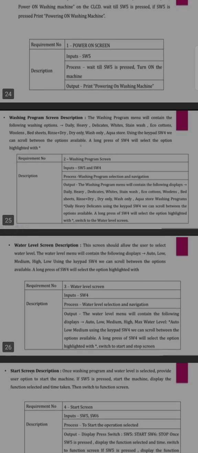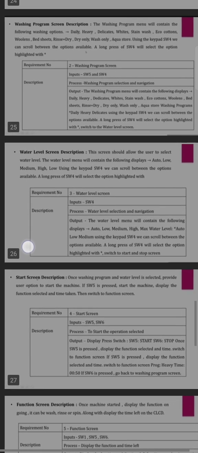Washing program screen description. The washing program menu will contain the following washing options: daily, heavy, delicates, whites, stain wash, eco, cottons, woolens, bed sheets, rinse plus dry, dry only, wash only, aqua store, and so on. A long press of SW4 will select the option highlighted with star.